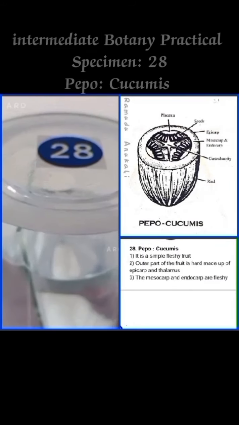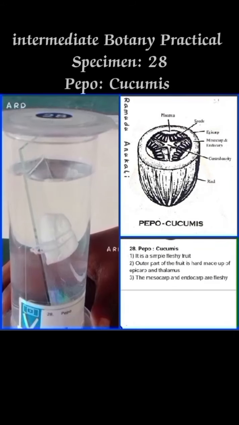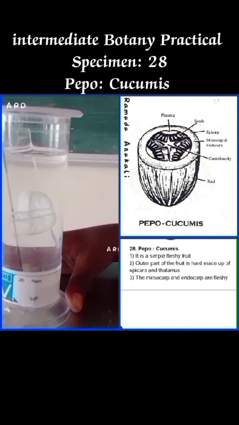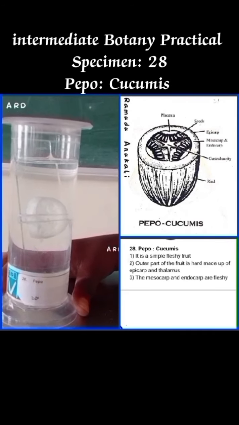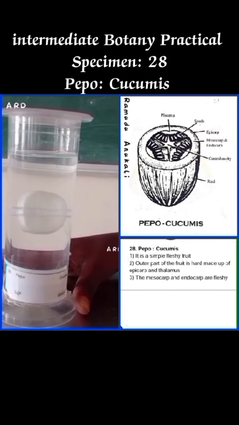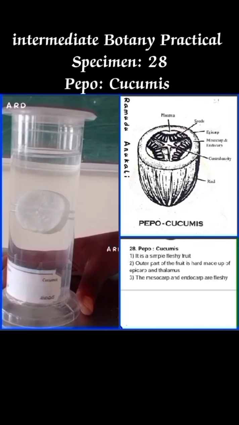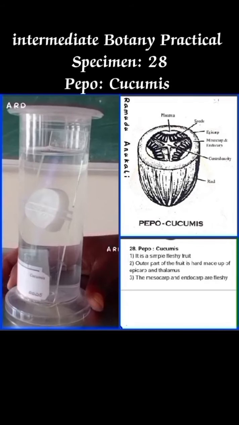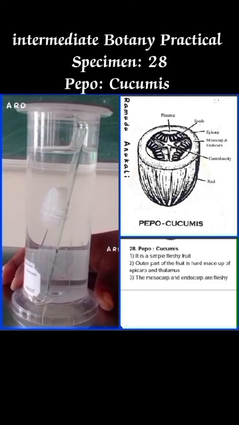Number 28. Specimen. Pepo, cucumis. It is a simple fleshy fruit. The outer part of the fruit is hard, made up of epicarp and thalamus. The mesocarp and endocarp are fleshy.